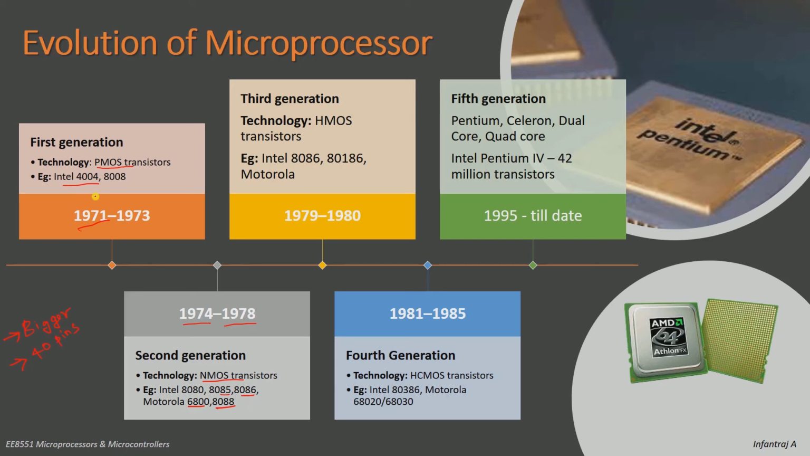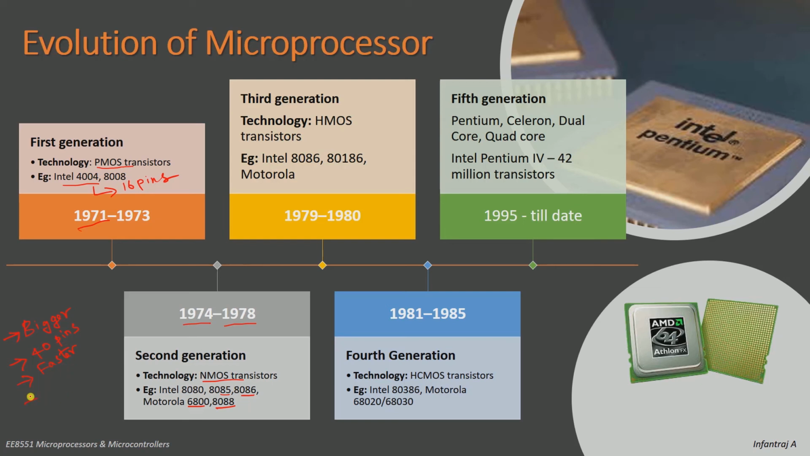The number of pins for the 4004 was very small. The 4-bit microprocessor had only 16 pins, so most of the functionalities were multiplexed. If you want to use those functionalities, you need a demultiplexer. The second generation microprocessors were bigger, had 40 pins, and were faster.